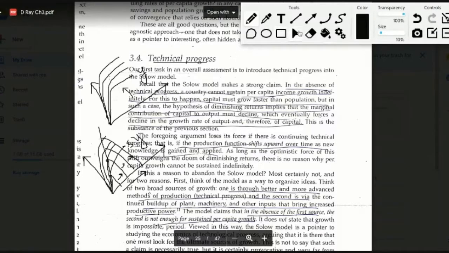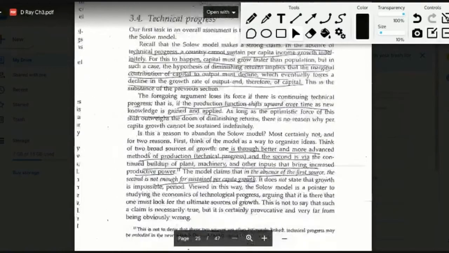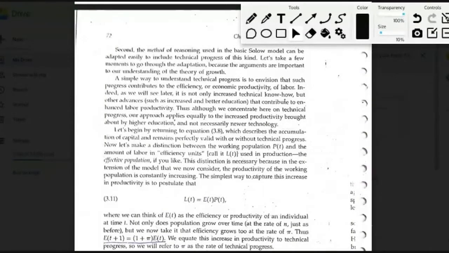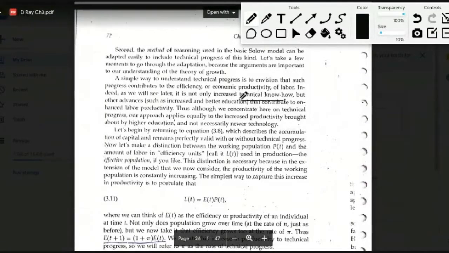Now, what do we really mean by technical progress, and how do we introduce technical progress in the model? By technical progress, we definitely mean that there is an improvement in technical know-how of the production function, but we also intend to incorporate other improvements such as increased and better education, more skill development in the economy that will effectively contribute to labor productivity. So we are not just restricting ourselves to technological improvements in the production process, but also improvements in the overall education level of the economy that will ultimately lead to improvements in the production process.